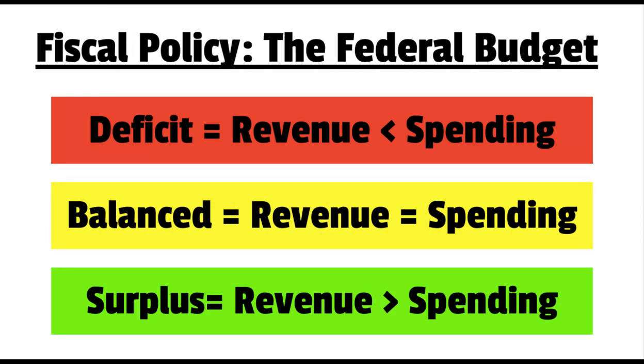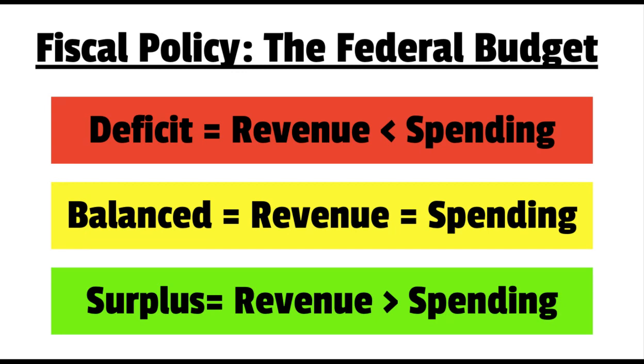We have a surplus when revenue exceeds spending, and really only one time in the post-war era did we have a surplus that was sustained and significant. I'm going to show you a little graphic in a second. But let me tell you this, and this is worth writing down. The United States government and state governments are not for-profit institutions. They're not businesses.